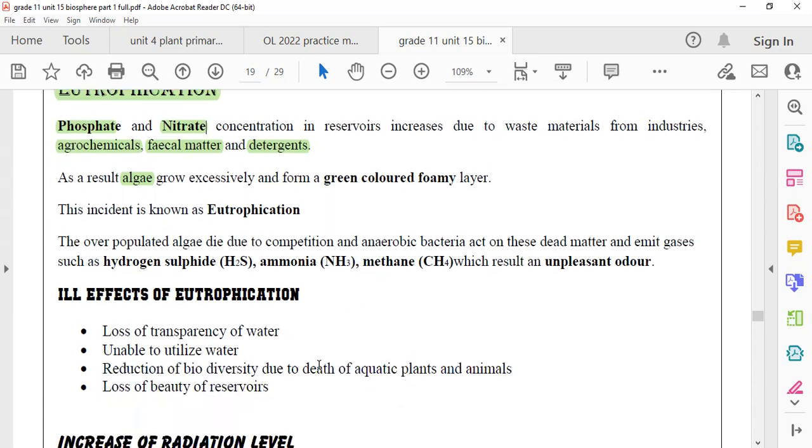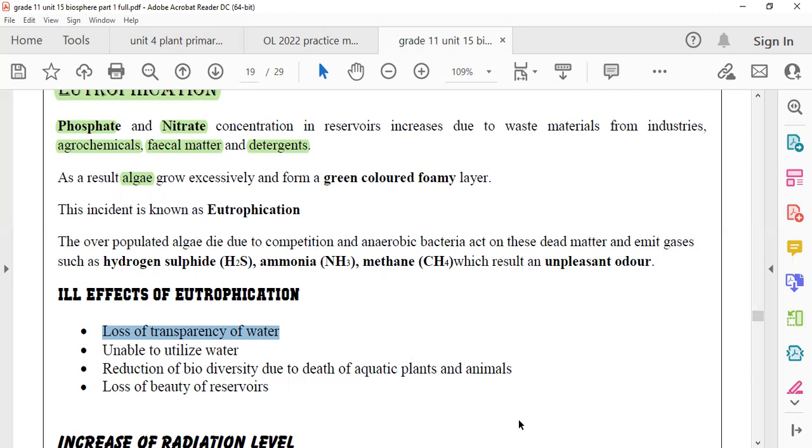So, eutrophication. If eutrophication occurs, one problem is that you can see the water is not transparent. Light cannot penetrate inside, so plants can't do photosynthesis. In this kind of polluted, anaerobic water, animals are dying. Is it good to be consumed by humans? No. So that is also not having any use.